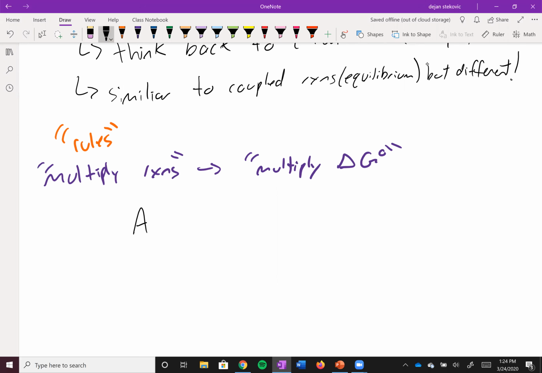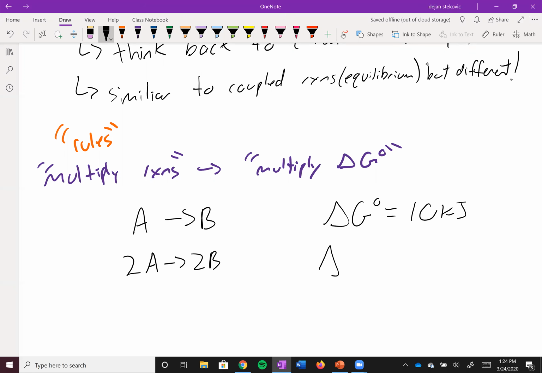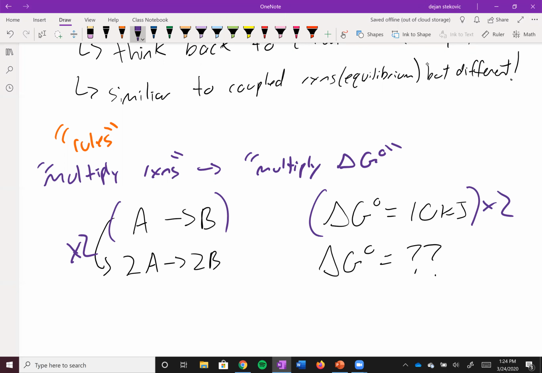So for an example, if you have A going to B, and this delta G right here was 10 kilojoules, if you had 2A going to 2B, you could say, oh, what am I doing here? I'm multiplying times 2, right? Multiply this upper one times 2 to get to the lower one. Well, I do the same thing to the delta G, and so then this ends up being 20 kilojoules.